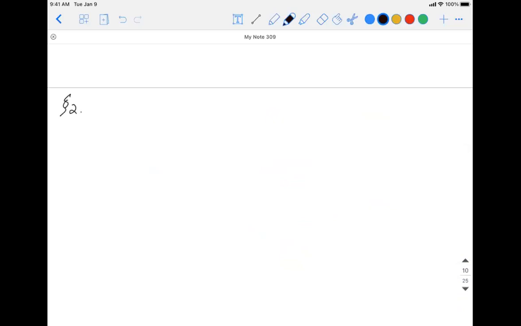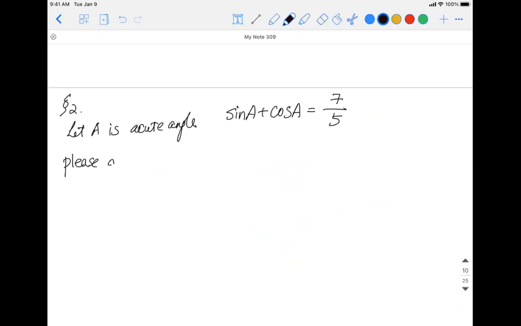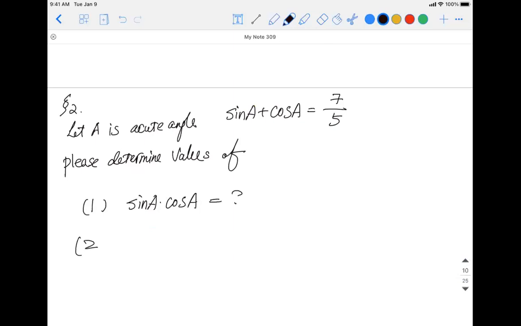Second problem is, let A be an acute angle, sine A plus cosine A equals 7 over 5. Please determine the values of the following two expressions. The first is sine A times cosine A. The second expression is tangent A plus cotangent A.